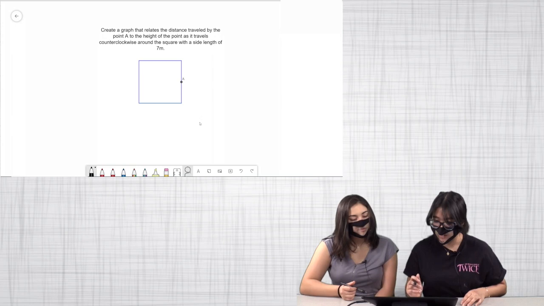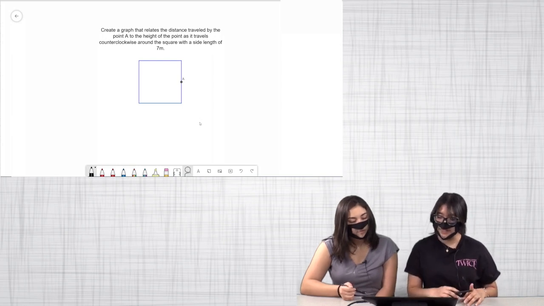In this episode, we deal with the same shape, a square, but a different side length. To mix it up, Zoe and Gisele are going to choose a different starting height and explore how that changes their graph. Create a graph that relates the distance traveled by the point A to the height of the point as it travels counterclockwise around the square with a side length of 7 meters.